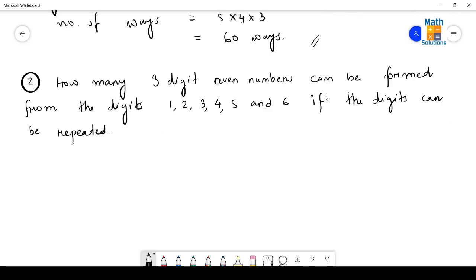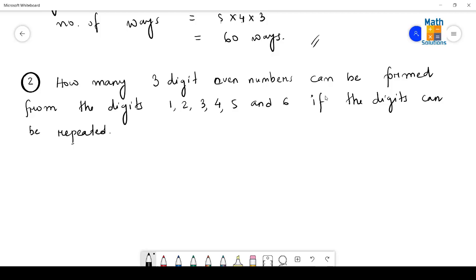Here goes the second question of the exercise. What is given in this question? How many 3-digit even numbers can be formed from the digits 1, 2, 3, 4, 5 and 6 if the digits can be repeated?